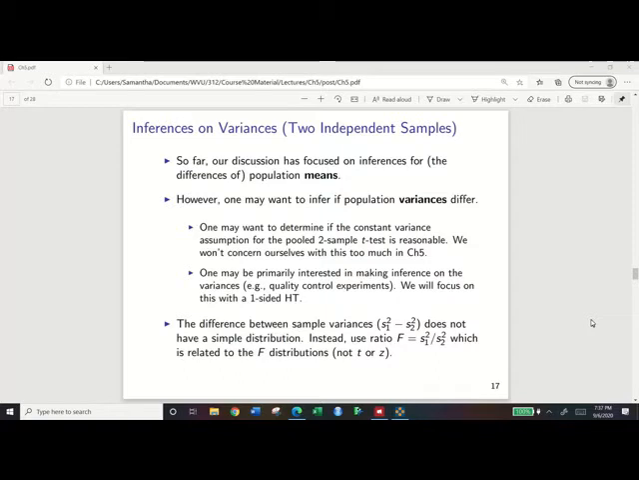So in order to test variances, when we want to compare two sample variances, S1 squared minus S2 squared, this doesn't have a very simple distribution. So instead, we are going to use the F distribution, and we can use the ratio F equal to S1 squared over S2 squared.